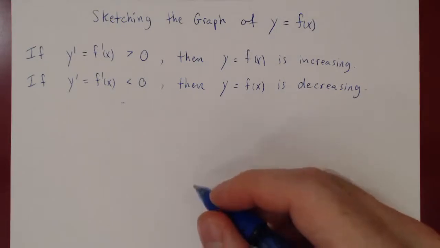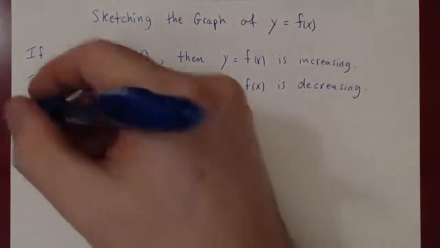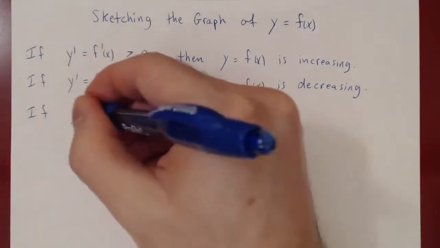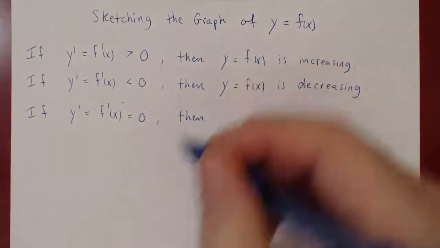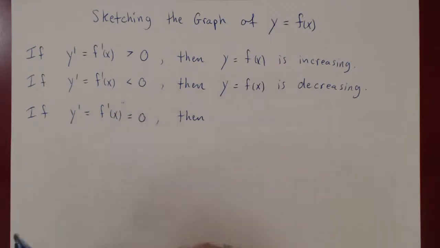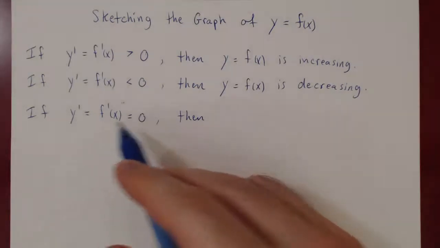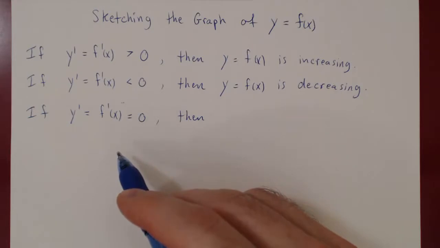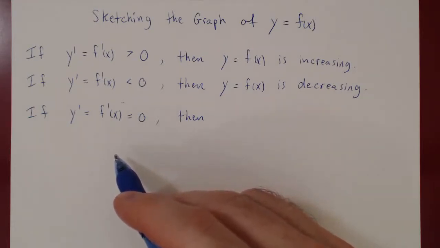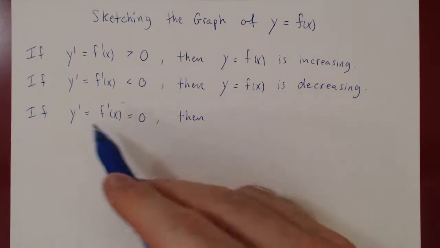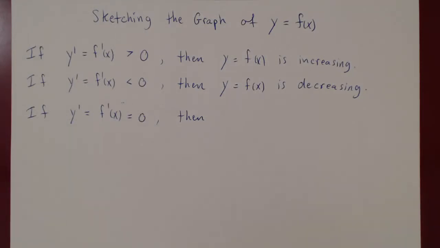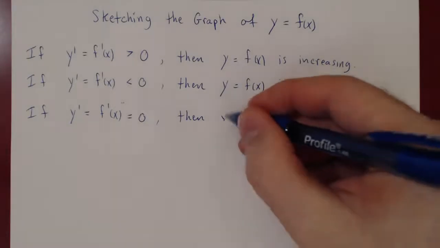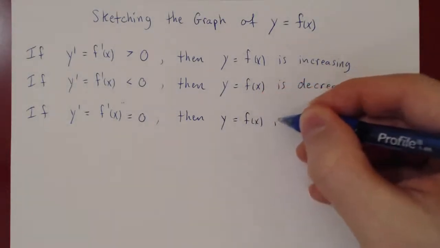And there's one last option. Maybe the derivative is equal to 0. So what if you have a value of x where the derivative is actually equal to 0? Well, again, the derivative is the rate of change of the function, which is also the slope of the tangent line. So if the derivative is 0, the tangent line to the function is horizontal. So the curve at this point is flat. If you think of it as the rate of change, if the rate of change is 0 at that point, then the function is not changing, therefore the graph will be flat at that point. So then the graph of y equals f of x is flat.